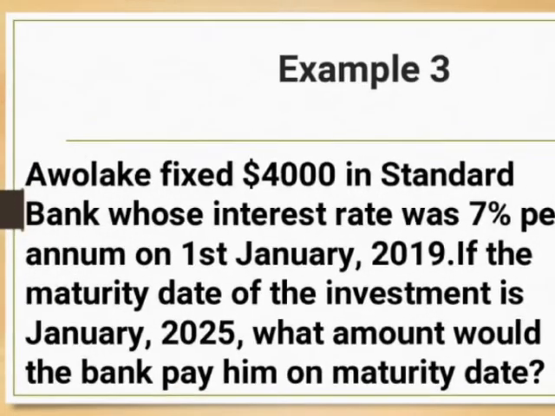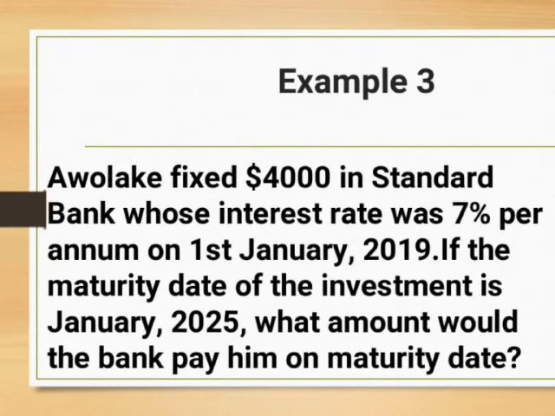Now let's go to example 3. Awoloke fixed $4,000 in Standard Bank whose interest rate was 7% per annum on 1st January 2019. If the maturity date of the investment is January 2025, what amount would the bank pay him on maturity date?